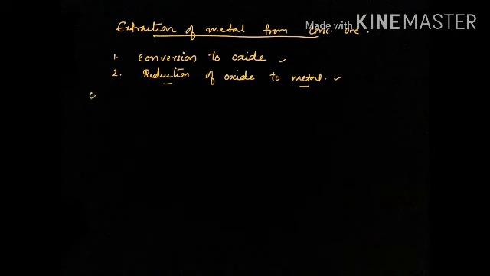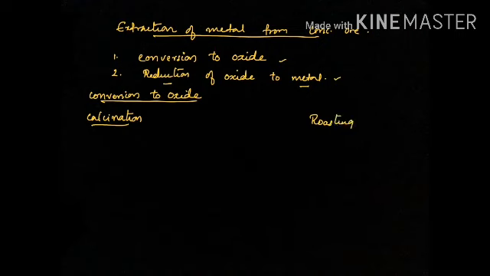So we can start with the first one, that is conversion of concentrated ore to the oxide form. So the first step is conversion to oxide form. So we need to convert the concentrated ore to its oxide form. So this can be accomplished by two methods. So first one is calcination. You might have studied this in your 10th standard. So the first method is calcination. The second method is roasting. So we have two methods for converting a concentrated ore to its oxide form. So the first one is calcination and the second method is by roasting.